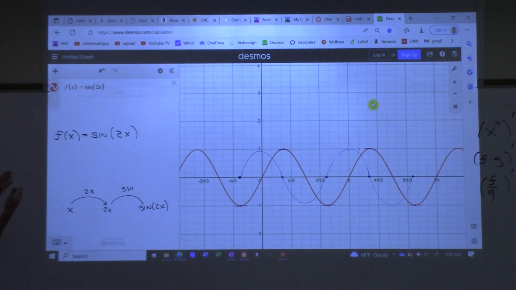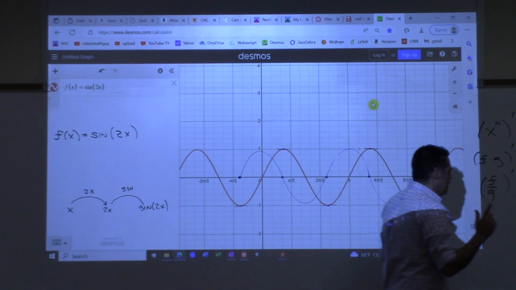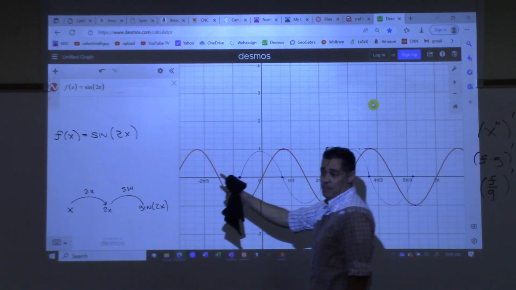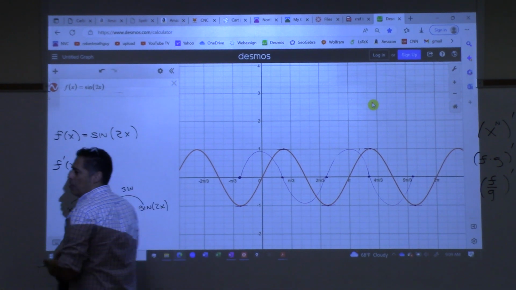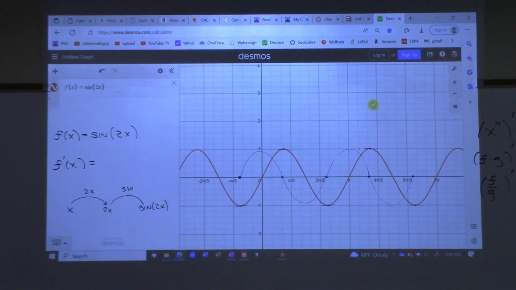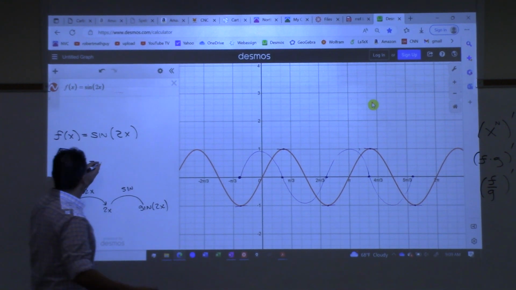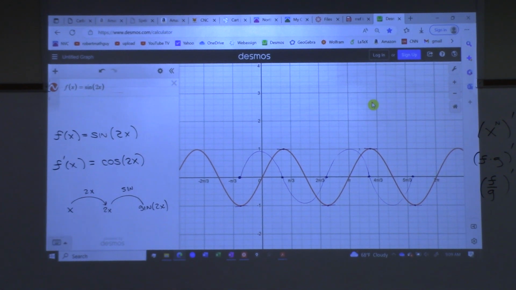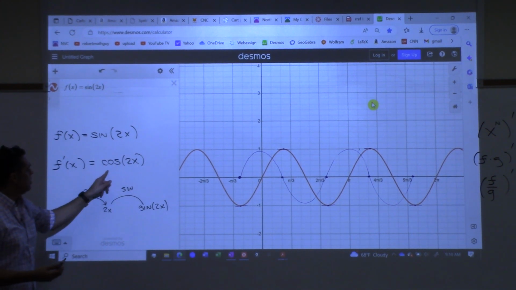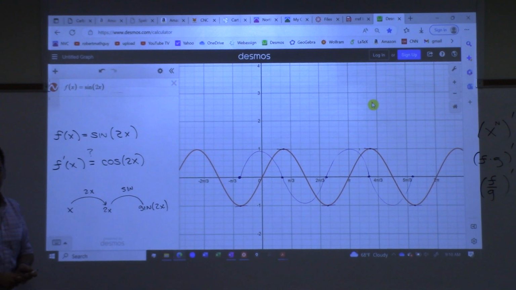So what would your guess be? Does anyone have a guess as to what the derivative of this might be? Well, we have a sine function, so probably cosine, right? So cosine 2x? Does that seem reasonable to everybody? We know the derivative of sine of x. What's the derivative of sine of x? Cosine x, right? Here we have sine of 2x, so it seems reasonable to think that the derivative would be this. The question is, is it?